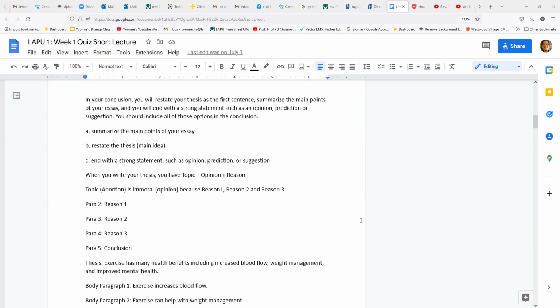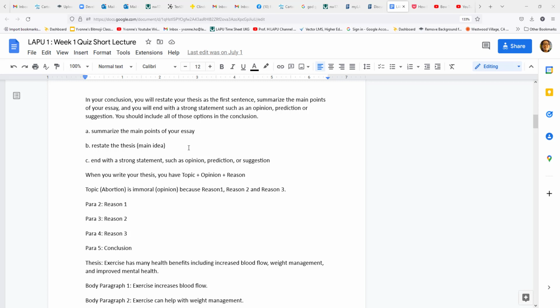In your conclusion, you will restate your thesis as the first sentence, summarize the main points of your essay, and end with a strong statement such as an opinion, prediction, or suggestion. You should include all of these options in your conclusion. So in your conclusion, you're going to summarize the main points of your essay. You're going to restate the thesis, main idea, as the first sentence of the last paragraph. You're going to end with a strong statement, such as an opinion, prediction, or suggestion. So that pretty much finishes your conclusion paragraph.